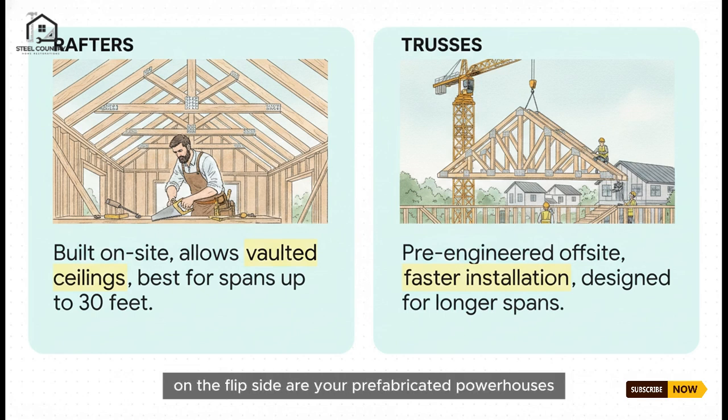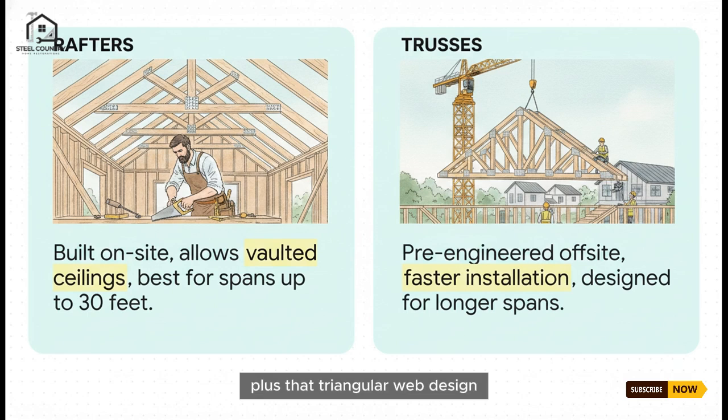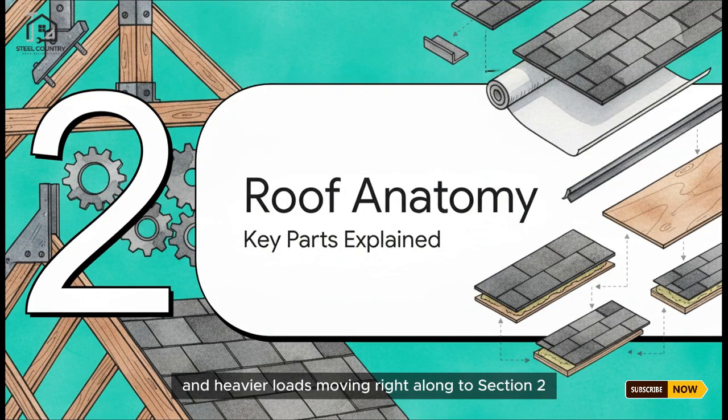Trusses, on the flip side, are your prefabricated powerhouses. They're engineered off-site, which makes them way faster and often cheaper to install. Plus, that triangular web design is specifically built to handle much longer spans and heavier loads. Moving right along to Section 2, the anatomy of the roof.